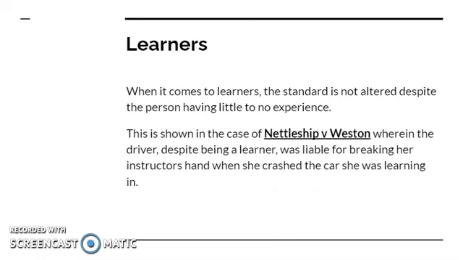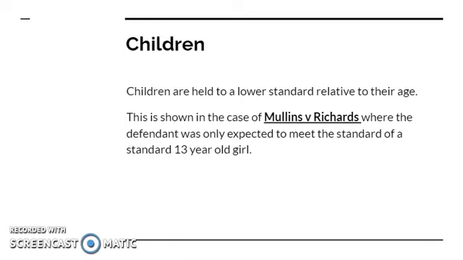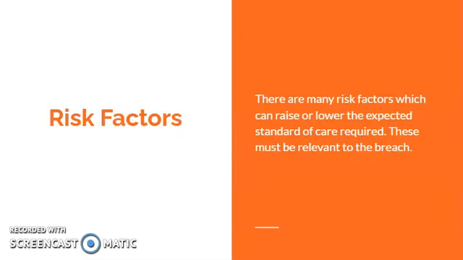Learners do not get an altered standard. This is shown in the case of Nettleship v. Weston, wherein the driver, despite being a learner, was liable for breaking her instructor's arm when she crashed the car she was learning in. Children do get a lower standard, which is held relative to their age, shown in the case of Mullin v. Richards, where the defendant was only expected to meet the standard of a 13-year-old girl, and not a reasonable man.